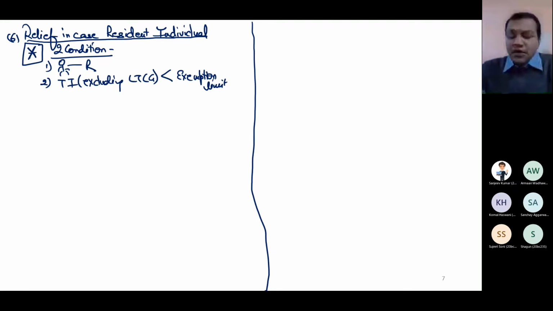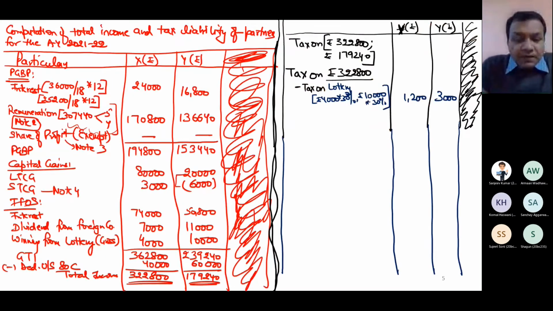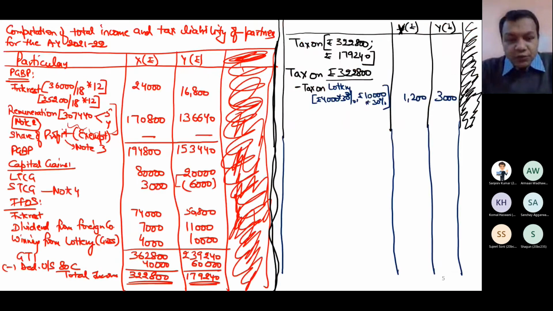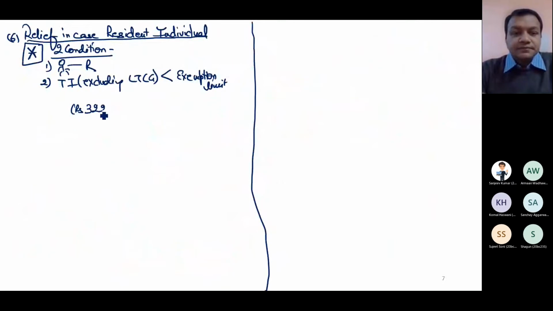So as far as X is concerned, how much is the total income excluding LTCG? 322,800 minus 80,000. The writing part you can see from the capital gain. There I have written the complete line, but now I'm solving it. 322,800 minus LTCG of 80,000. So this value is how much? 242,800.